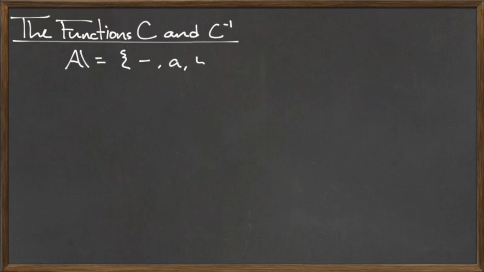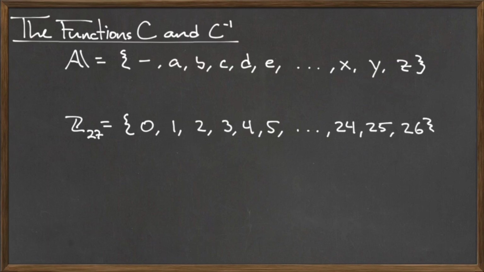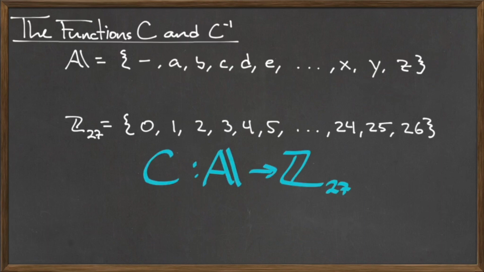To encode characters into numbers, we use the function C, which takes elements in the set Blackboard A and sends them to corresponding numbers in Z mod 27. To do this, we send the character space to the number 0, and then send each letter to its corresponding numeric value in the alphabet. So, A is sent to the number 1, B is sent to the number 2, C is sent to the number 3, and so on, with Z being sent to the number 26.